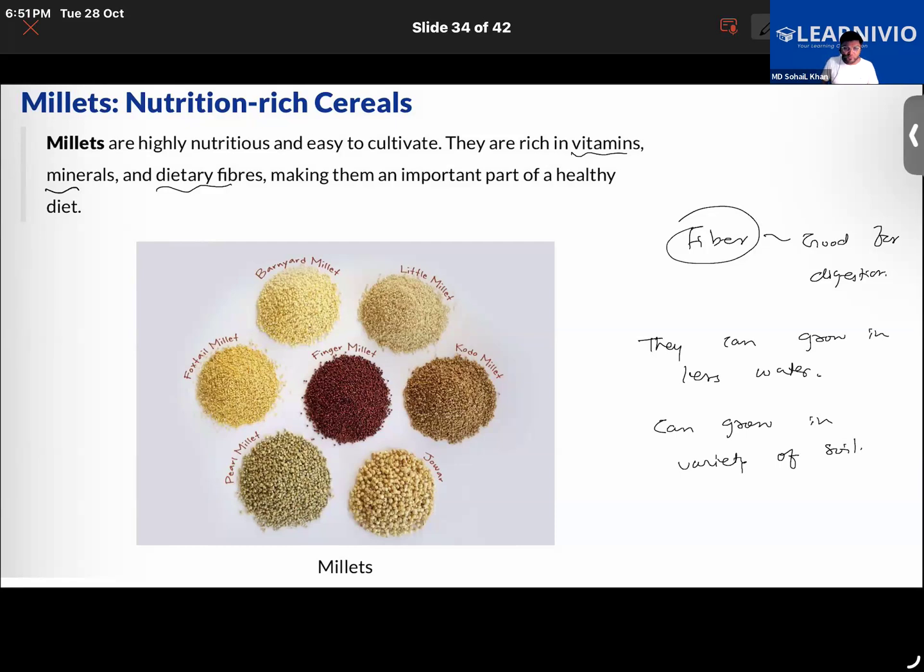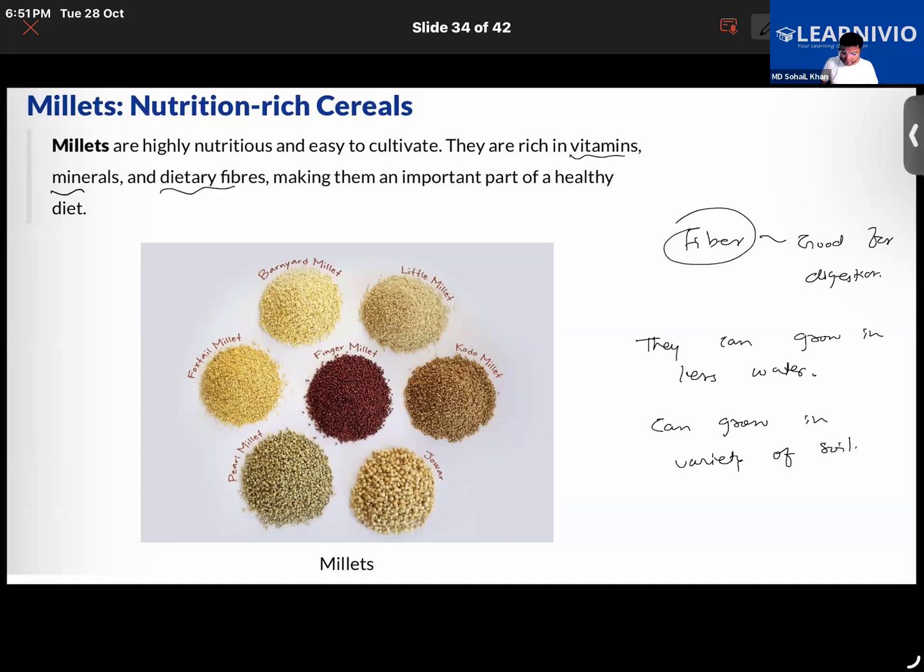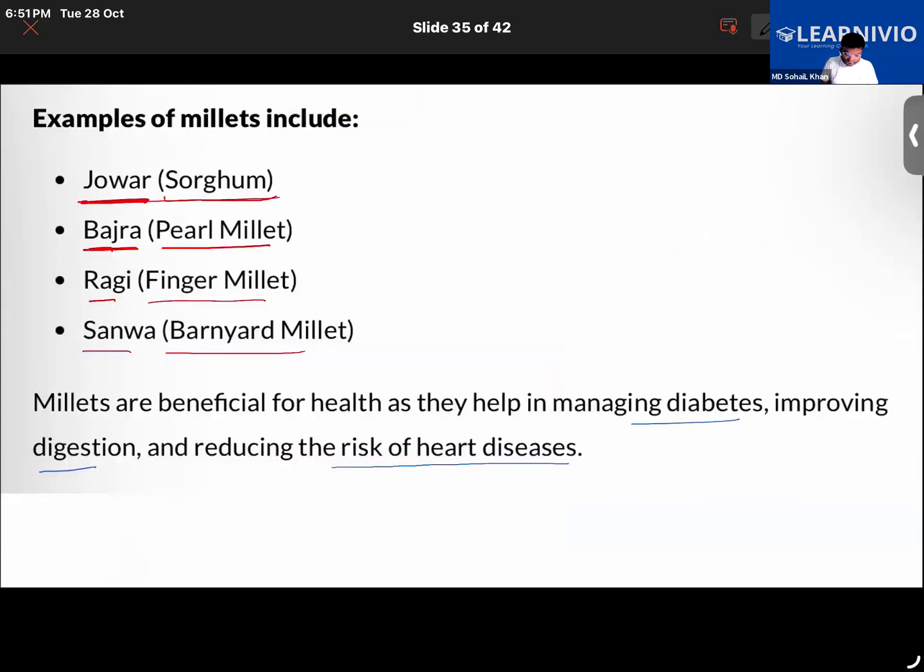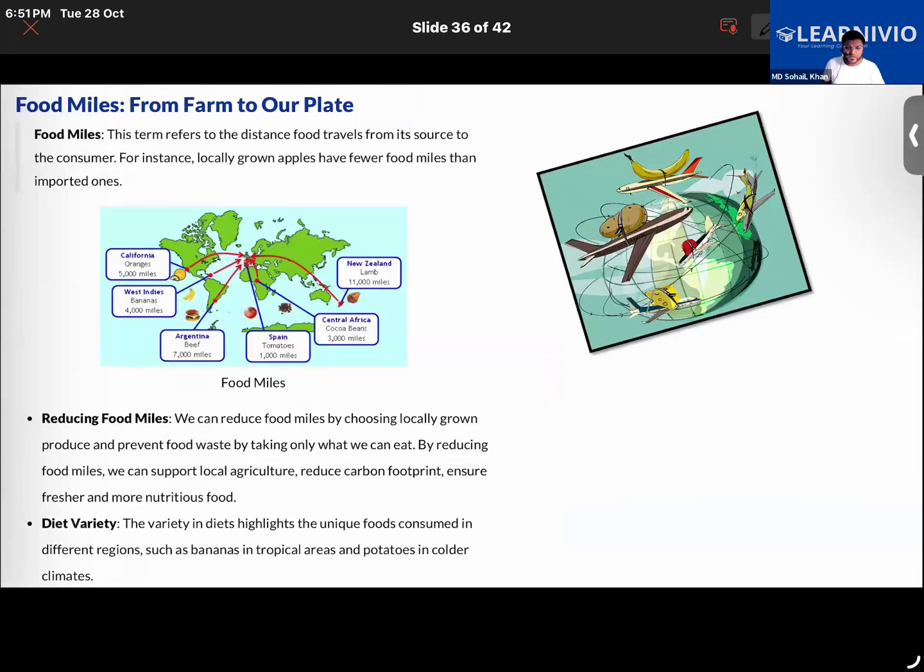You don't have to spread too much fertilizer or pesticides while growing them. Understood that. Okay. Now we have another interesting term, that is food miles. What does it mean? Let us understand the term food miles.